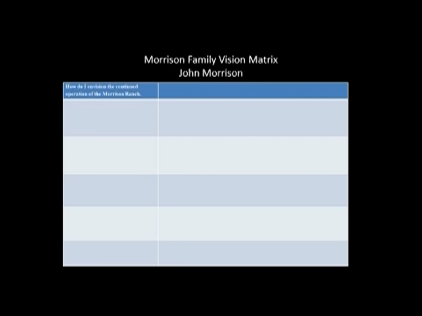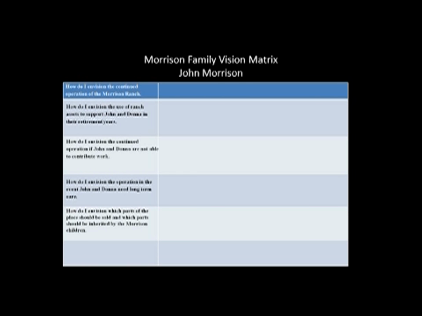So here's how the Family Vision Matrix works. We identify issues on every place, and every place has some different issues, but there are some core issues that every place has. Let's take a look here at the top. How do I envision the continued operation of the place? How do I envision ranch assets to support mom and dad in their retirement years? How do I envision continued operation if mom and dad aren't able to contribute work? How about in the event they need long-term care? Which parts should be sold?